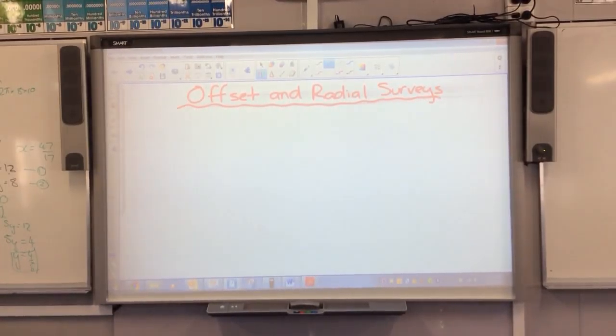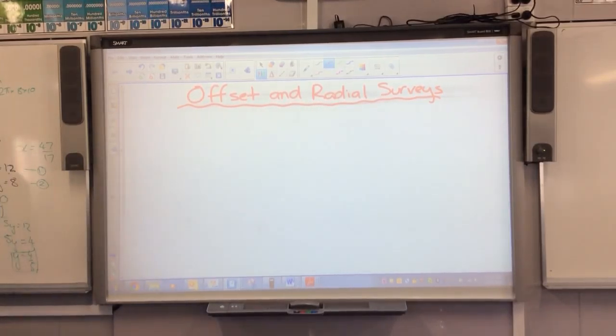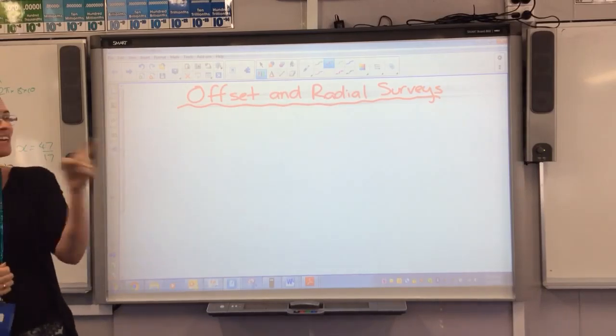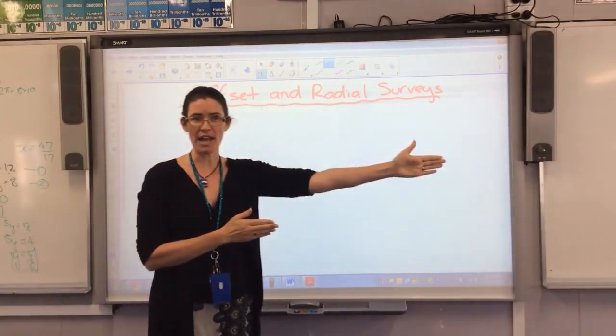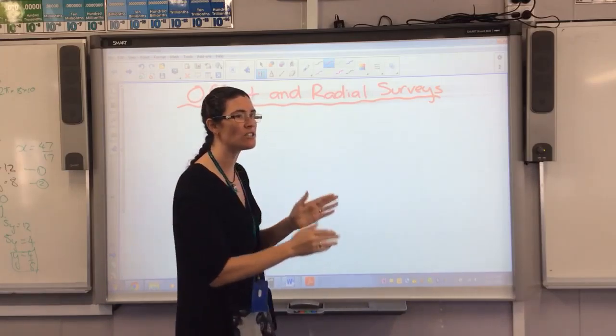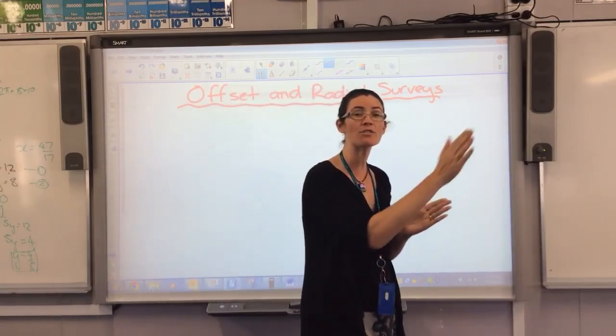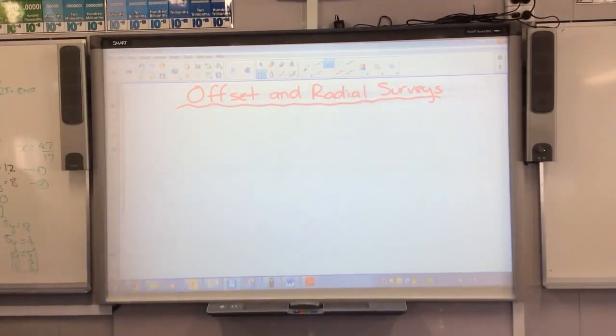We're looking at two types of surveys, offset and radial surveys. One of these is not new. We have already done one of them. Which one is it? We've done offset. So offset is where you measure diagonally across the block of land, and then every time you see a corner to the left or the right, you measure at a right angle out to that corner. So we're going to put an example of that just to remind ourselves what was involved in it, but it is not new. We have seen it before.